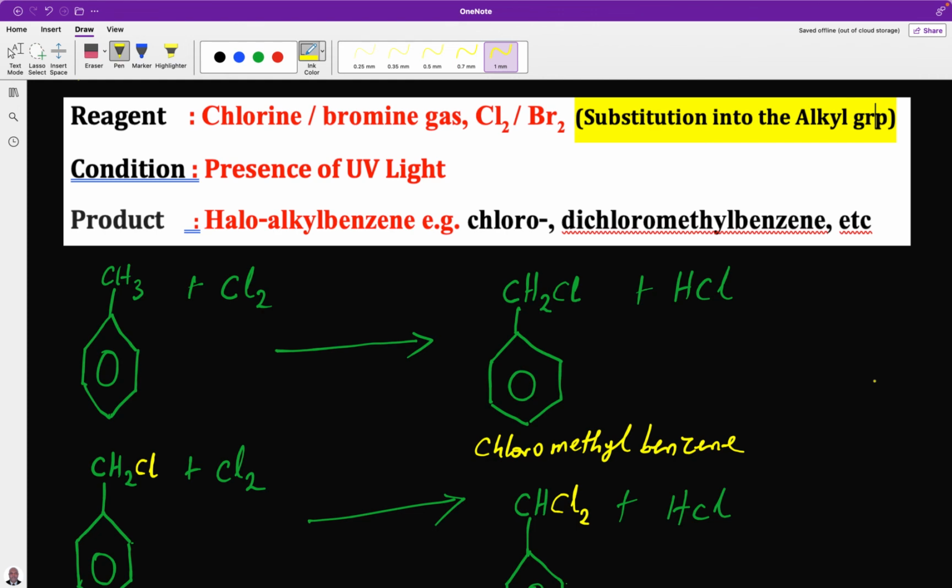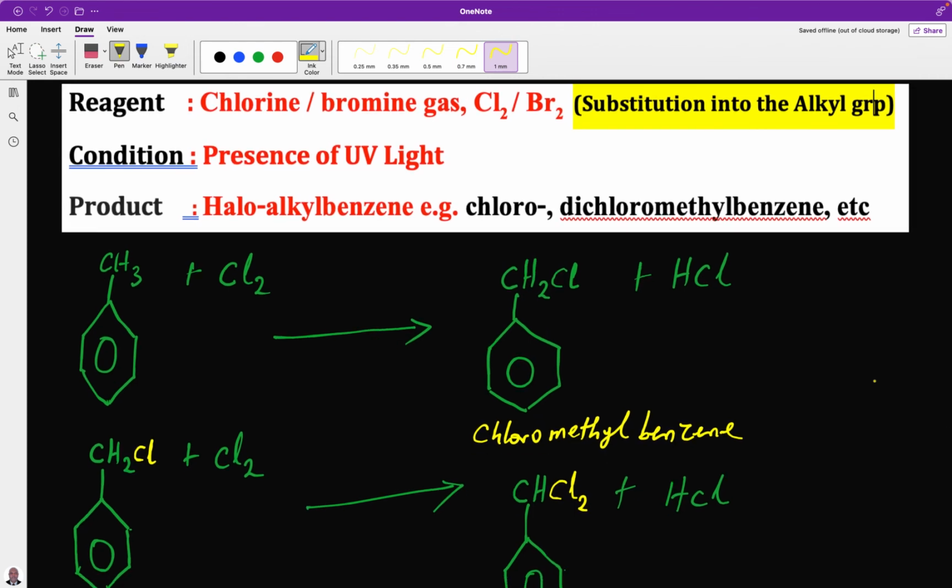And being a UV light that is acting as a catalyst, what is going to happen now is the substitution is not going to take place on the benzene ring, but within the alkyl group. The halogen is going to substitute the hydrogen in the alkyl group until all the hydrogen atoms in the alkyl group are substituted.